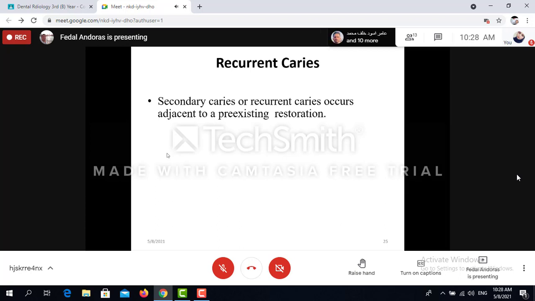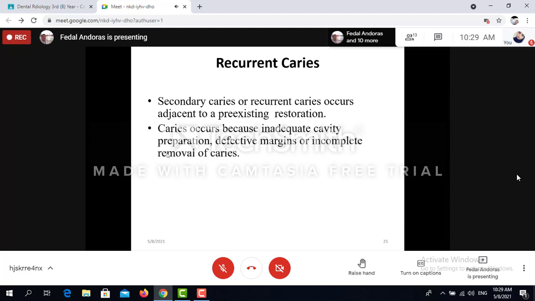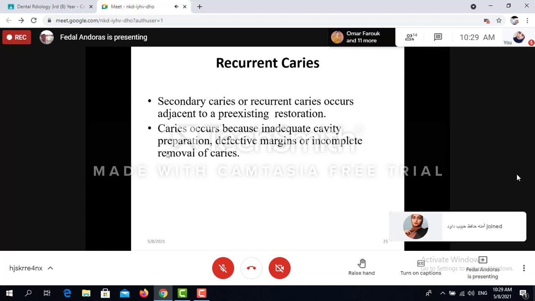Or the filling or restoration is not fitted well, so there is leakage of saliva and bacteria at this area. So there will be something called recurrent or secondary caries. So we have primary caries, the start, the original caries, called primary caries, and any remnant or existence of the caries after doing a restoration is called recurrent or secondary caries. So caries occurs because of inadequate cavity preparation, defective margin, or incomplete removal of caries.